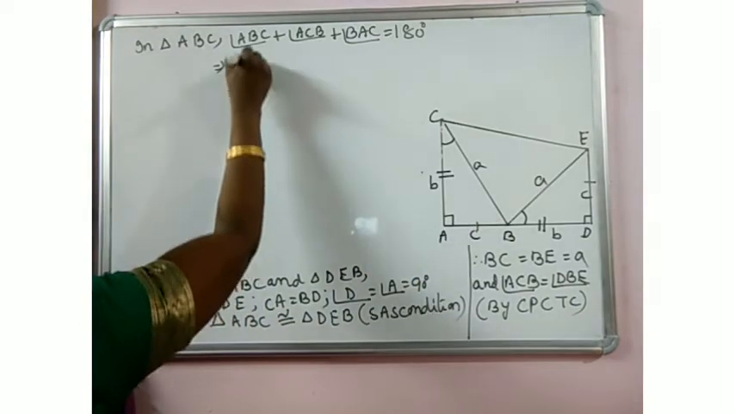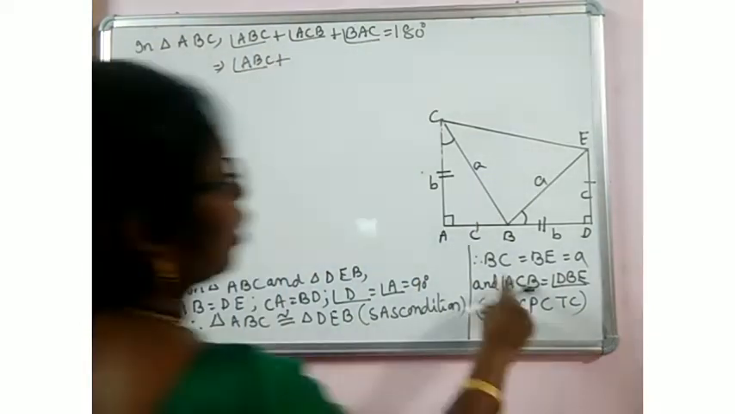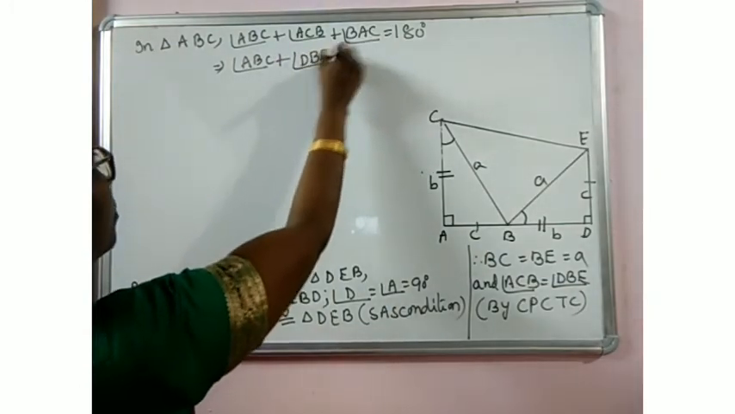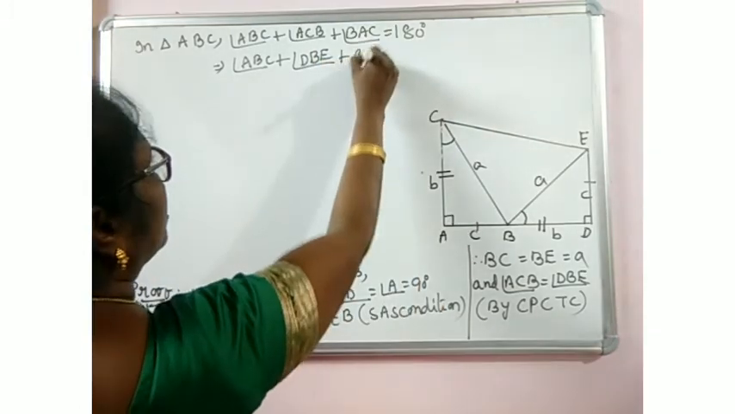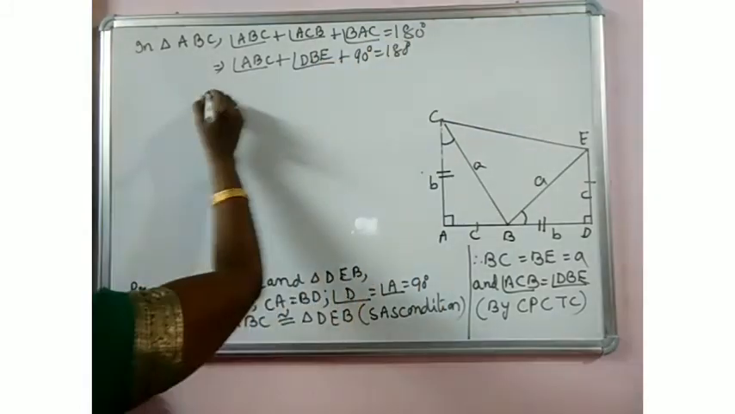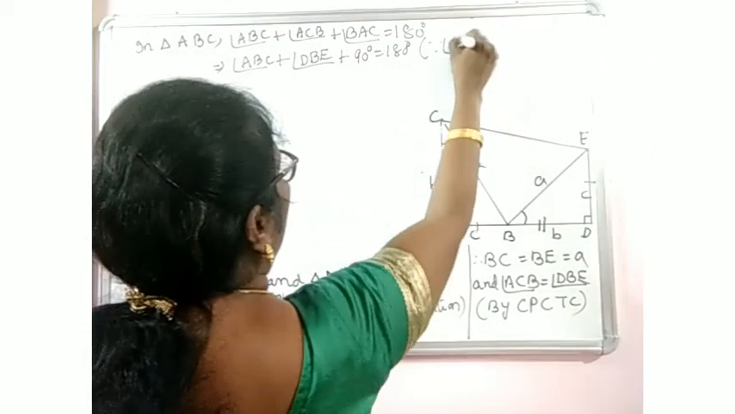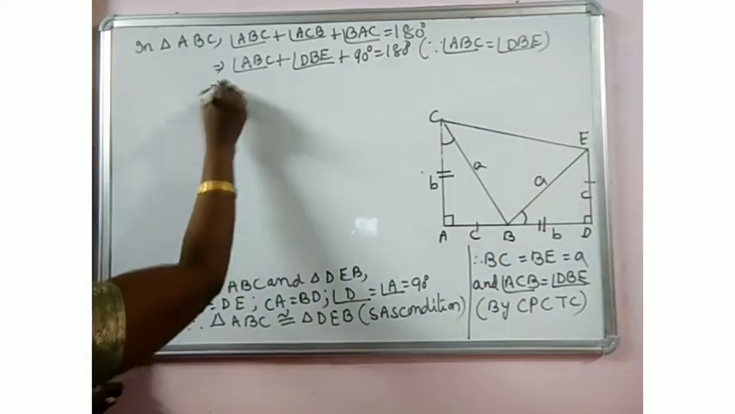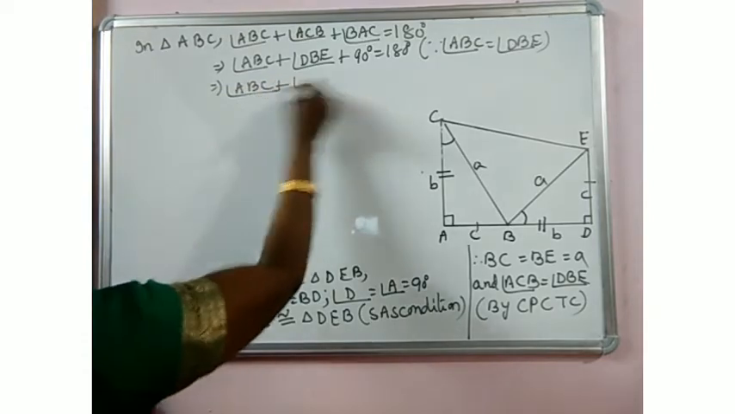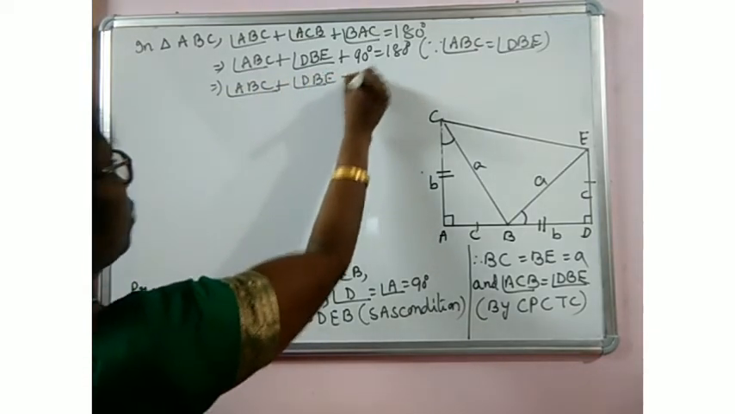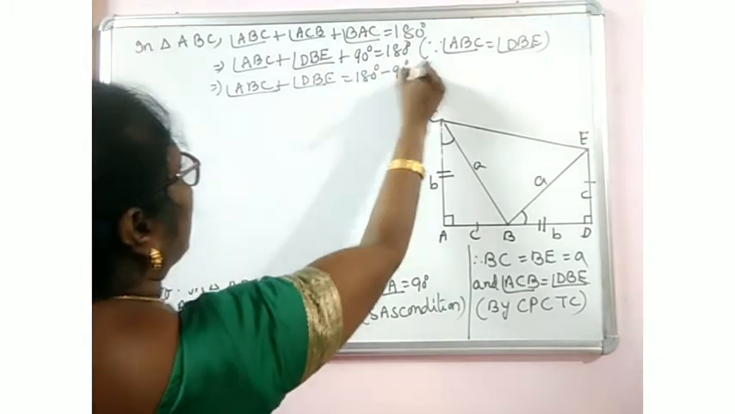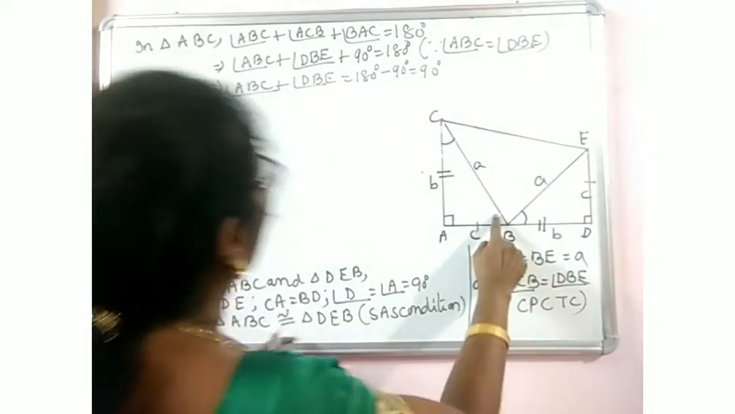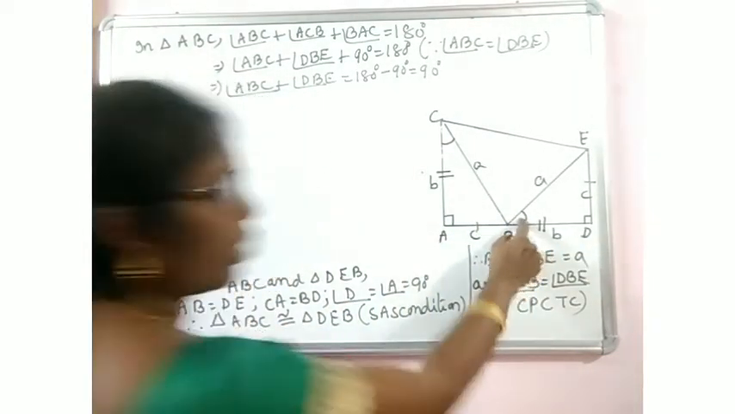Angle ABC plus, here we got angle ACB equal to angle DBE. So in place of angle ACB, write angle DBE, and BAC is 90 degree, equal to 180 degree. Here why I wrote, because angle ABC equal to angle DBE, already we have done now, sure. That implies angle ABC plus angle DBE is equal to 180 minus 90 degree, that equal to 90 degree. Means angle ABC, this angle, and angle DBE, this angle, sum of these two is 90.